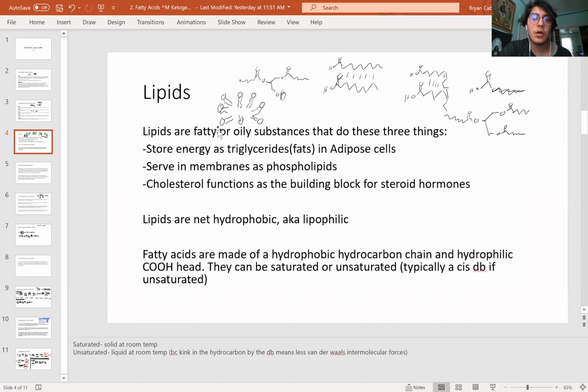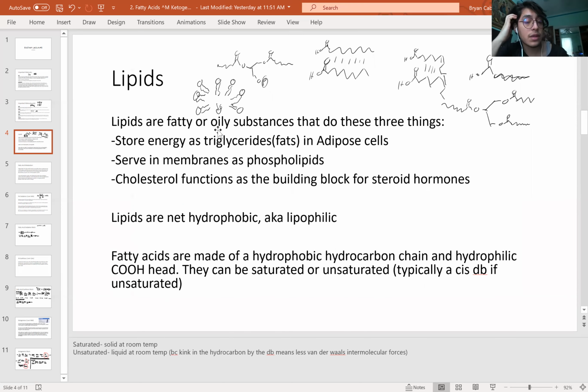All right, then lastly, what lipids do is they make this structure called cholesterol. Cholesterol is a 4 or 5-ring structure, and it basically looks something like this. These are all ring structures. From there, you add different methyl groups or functional groups, and that's what makes different steroid hormones like testosterone or estrogen. So cholesterol is one of the building blocks for those hormones.